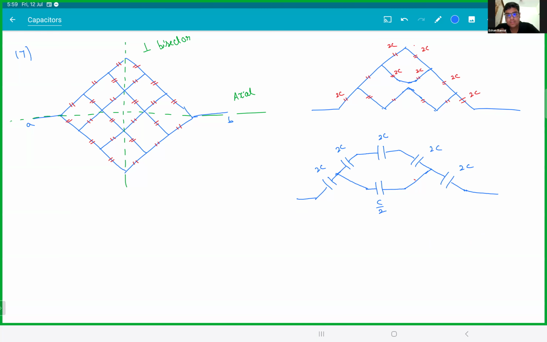Yes, sir, I got the same. Same, right? Then how much is this? This was 2C by 3? 2C by 3, C by 2 are in parallel. Did I miss any one capacitor? This all looks fine. Sir, it's fine, your answer should be the same. It should be 7C by 13 only.